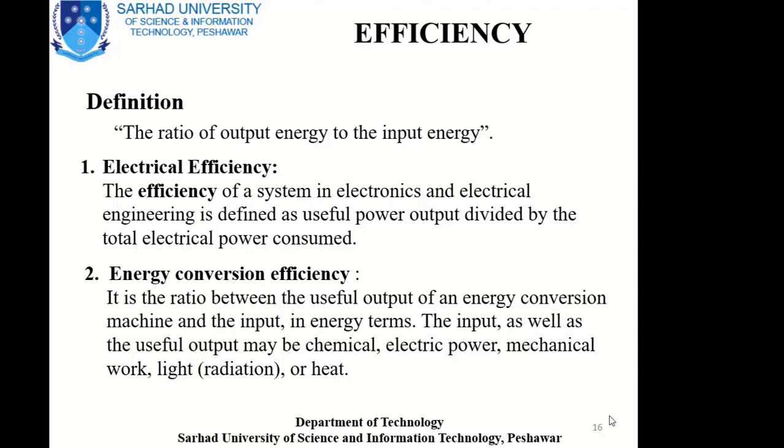First off, number one is electrical efficiency. The efficiency of a system in electronics and electrical engineering is defined as the useful power output divided by the total electrical power consumed. This is electrical efficiency. And the energy conversion efficiency, which is very important to study, is the ratio of the useful output of an energy conversion machine to the input in energy terms. The input as well as the useful output may be chemical, electrical power, mechanical work, light, which may be radiation, or heat. So this is the energy conversion efficiency.